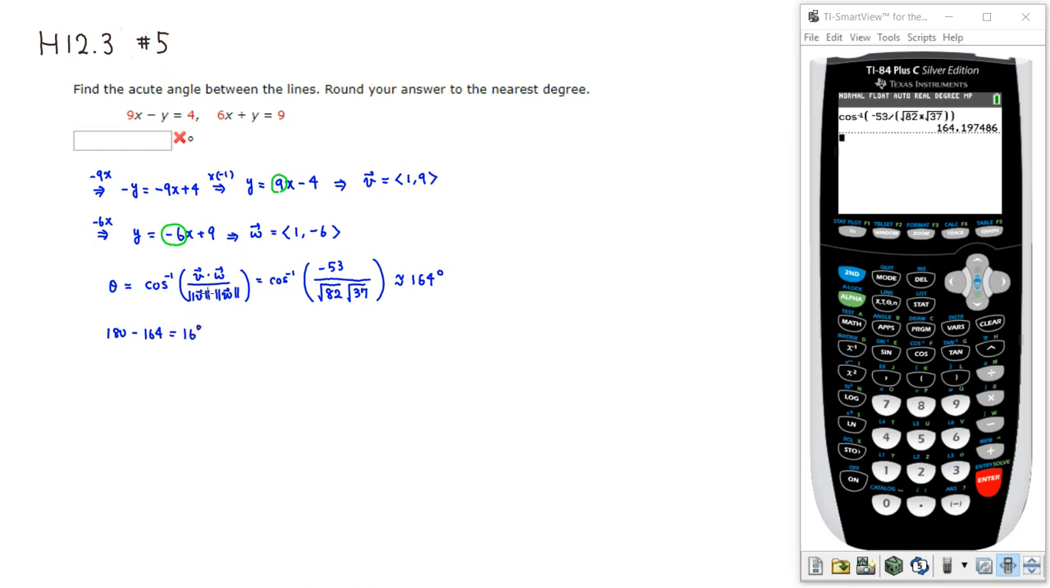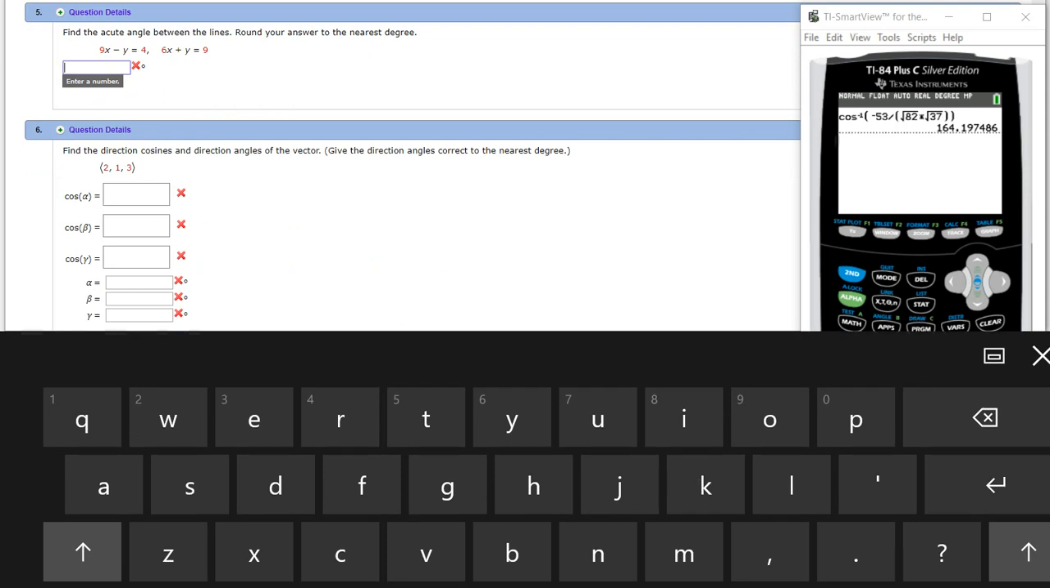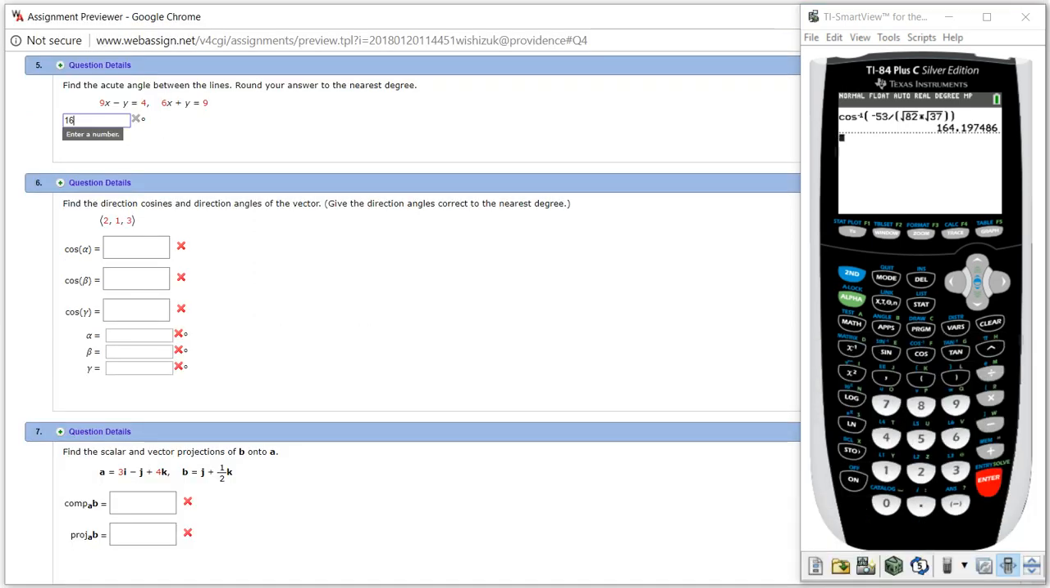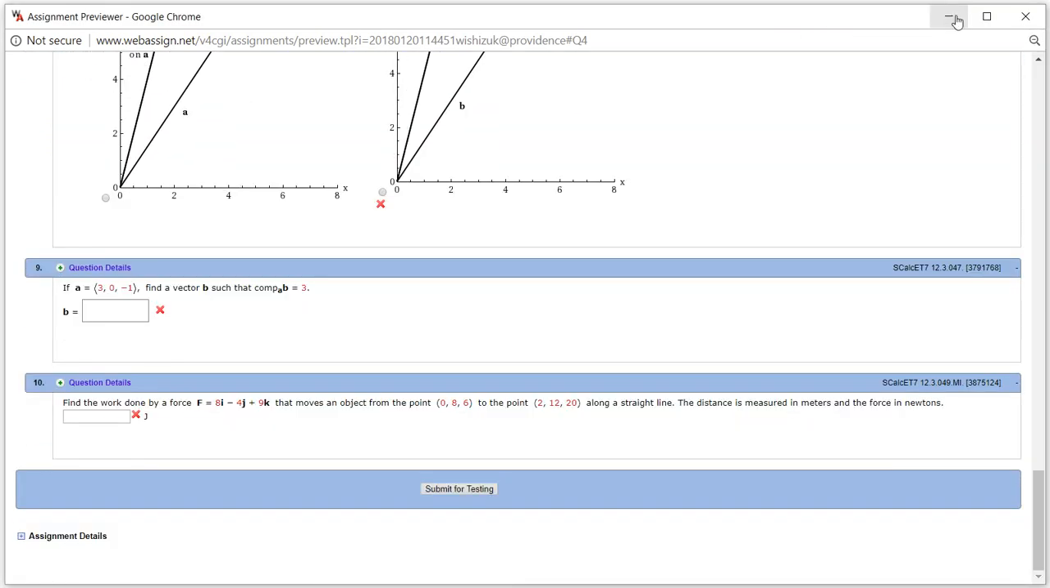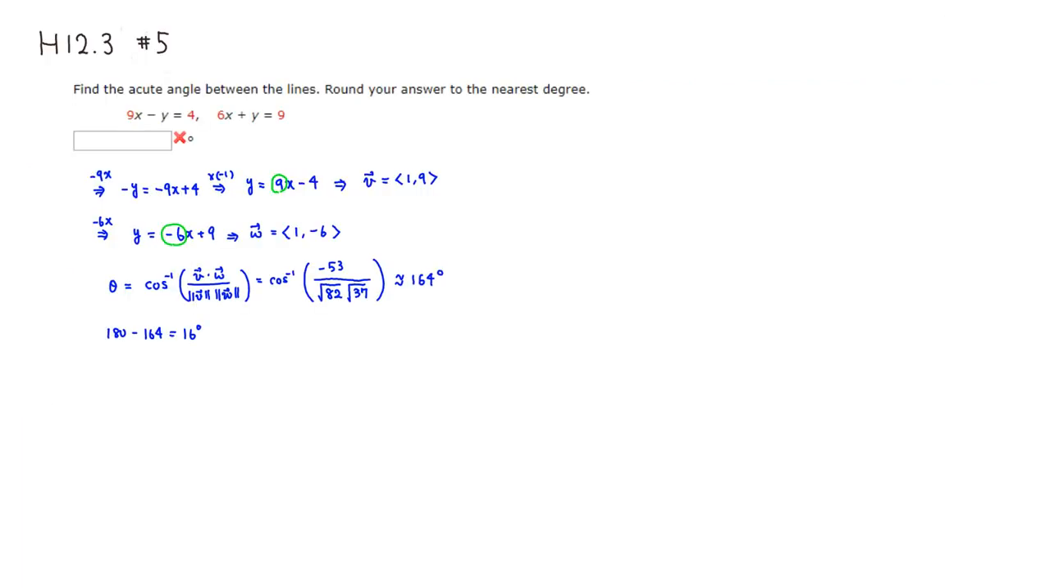Let's type it in. It came out to be 16 degrees. Let's check the answer. Submit for testing. It came back and looks like we got this one correctly. That's it. I hope that this was clear.